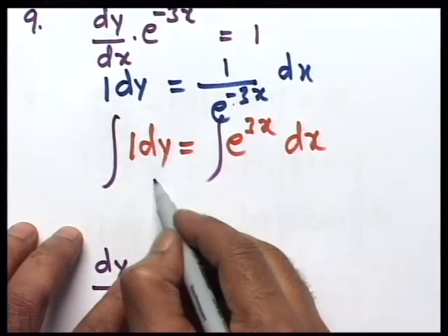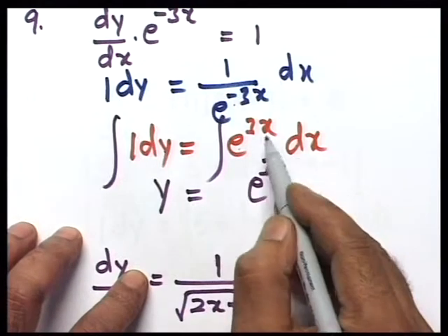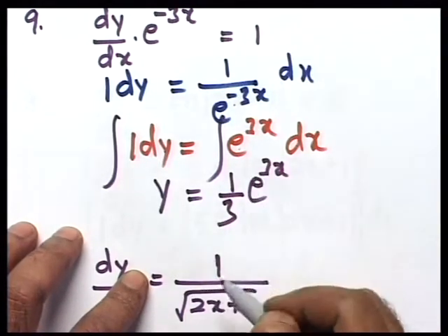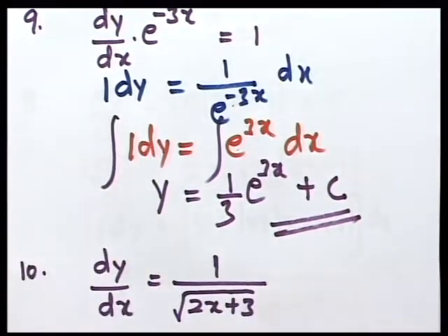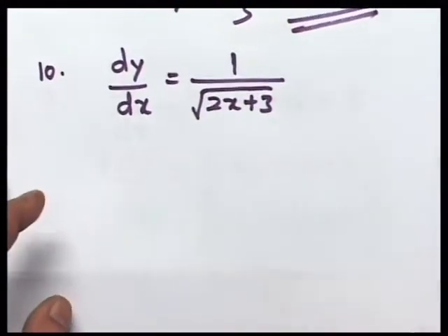Then integrate on both sides with respect to y and x, please. So that's y equals e to the 3x. Differentiate that, you get a 3, so divide by 3 because it's integration. Reverse of the chain rule. So it's one third e to the power 3x plus c. Next question, please. That's number 10.